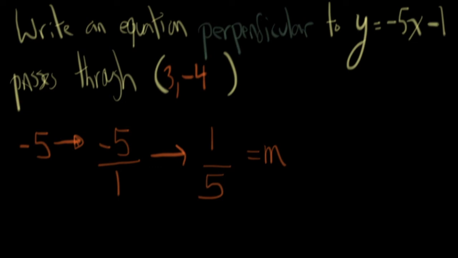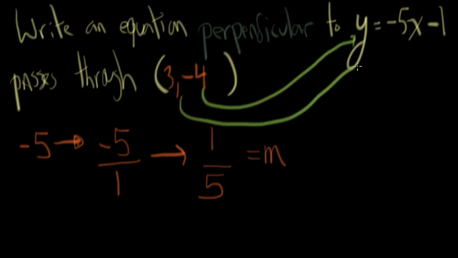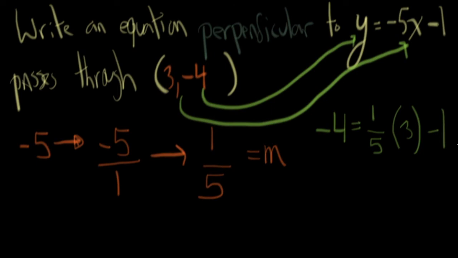I'm going to go and replace y and x. Still, I'm going to go and replace the y and the x. So that's going to be my y. And this is going to be my x. So this is, I like that color. So let's go and do that. So I got negative 4 is equal to my new slope, which is 1/5. And I'm going to times it by x, which is 3. I'm going to subtract 1. Now, I don't know about you, but 1/5 times a 3, that's going to be obviously 3/5.